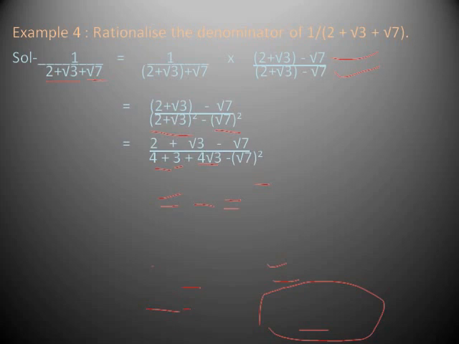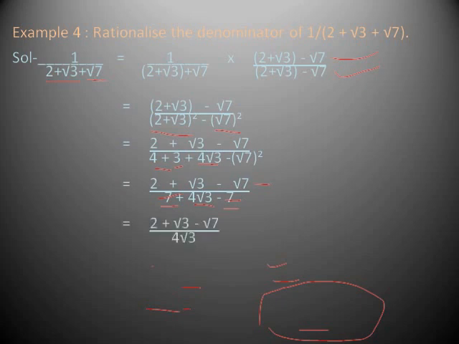You can see this one, 2 plus root 3 minus root 7 in the numerator and 2 plus root 3 minus root 7 in the denominator. So multiplying by 1, the numerator remains the same, 2 plus root 3 minus root 7, but in the denominator we will use the a plus b into a minus b formula. We get a square, so we get 2 plus root 3 whole square, and minus b square means root 7 whole square.